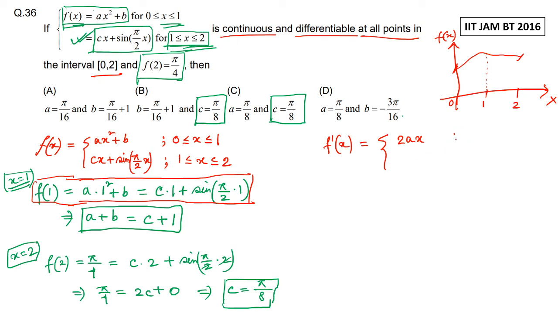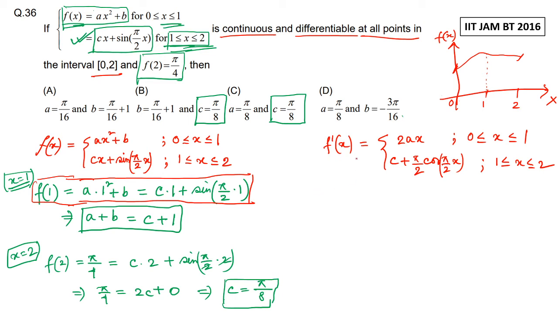Okay, in the interval 0 to 1, right? And it is cx plus sine pi by 2x. So if we take the derivative of cx, it becomes c only, plus sine pi by 2x. Sine becomes cos pi by 2x, and this pi by 2 will come out also. Okay, so it is in the range 1 to 2. Okay, now it is f prime x. We have found f prime x.